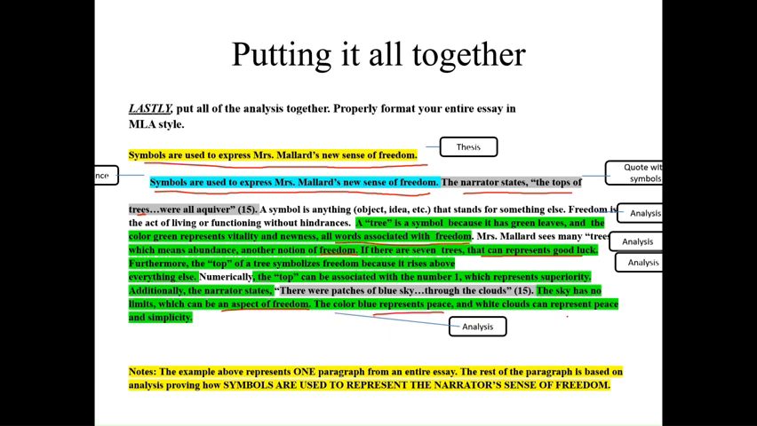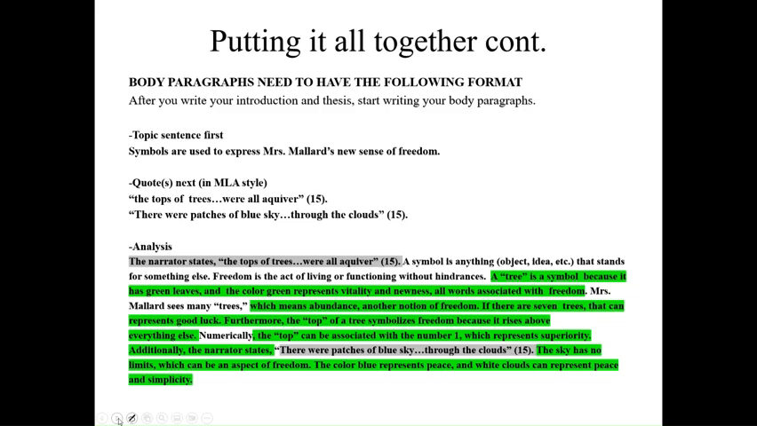Now, this is one way, one paragraph from your entire essay. This is one paragraph. And the rest of the paragraph is based on analysis proving, again, how symbols are used to represent the narrative sense of freedom. So, this is one way you can write your analysis. And when you put it all together, remember the format goes: you have your thesis, then your topic sentences, and then your quotes, and then your analysis.